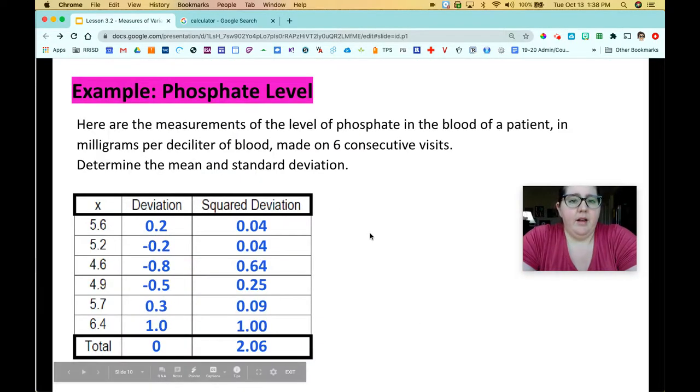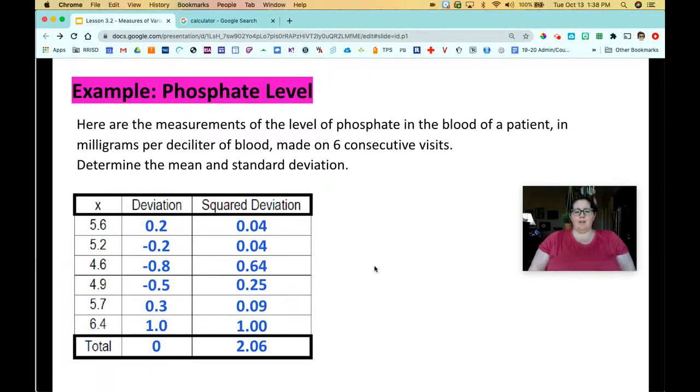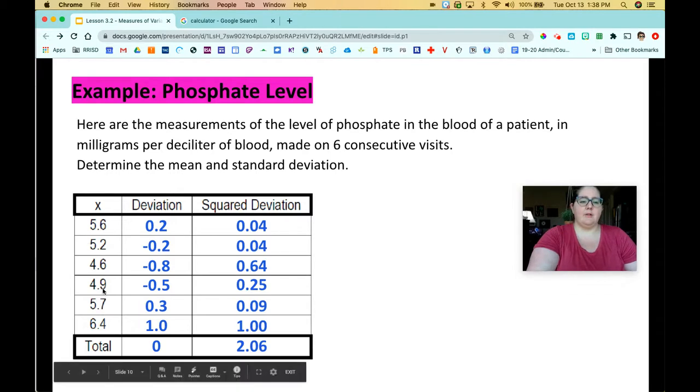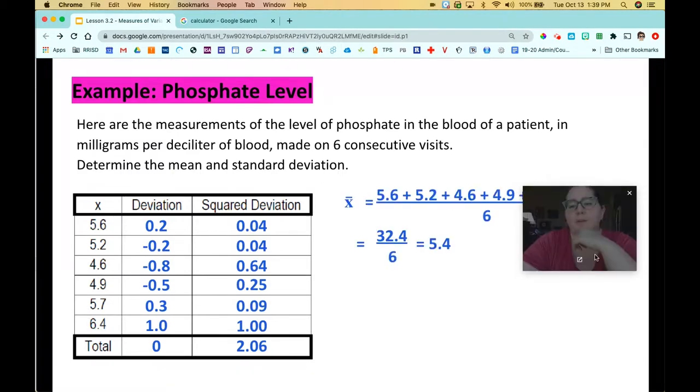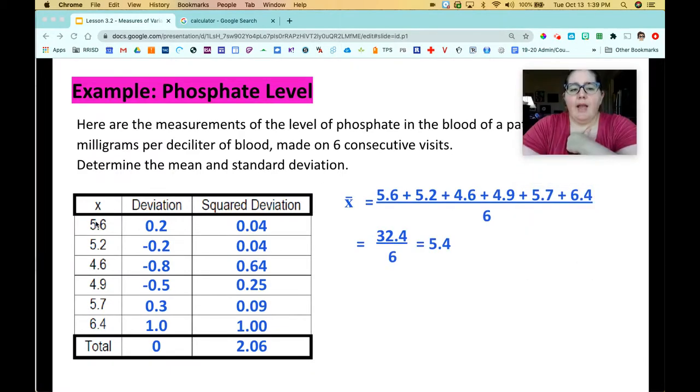All right, so we're going to practice that. Suppose we had measurements of the level of phosphate in the blood of a patient in milligrams per deciliter of blood made on 6 consecutive visits. So we have 6 different numbers down here. These are the numbers in our X column. Those are the phosphate levels for this person. So our first step would be to calculate the mean. So I add up all 6 numbers and then divide by 6. So I add it together, 5.6 plus 5.2, etc. And then I divide it by 6.